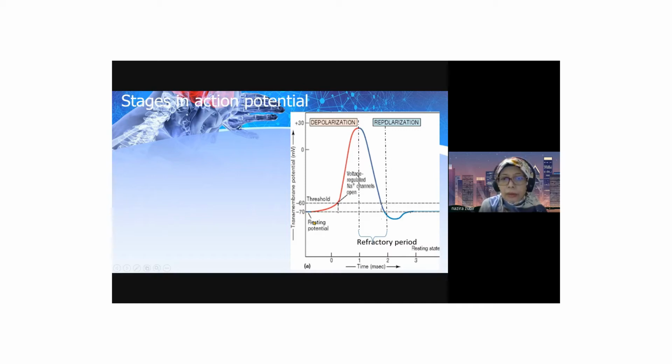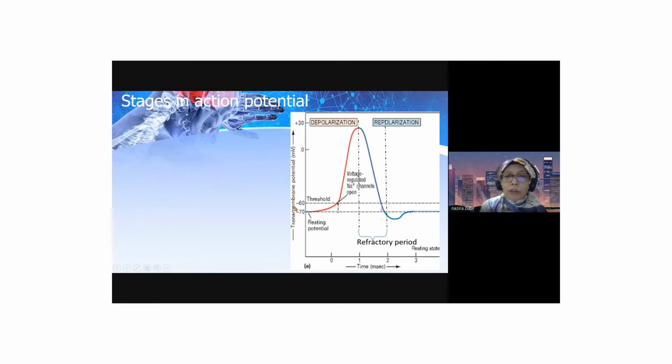This is the resting potential, minus 70. Here is the threshold, around minus 60 millivolt. Okay, this is the action potential curve. Depolarization is the rising phase of the curve, and repolarization is associated with the falling phase of the curve.